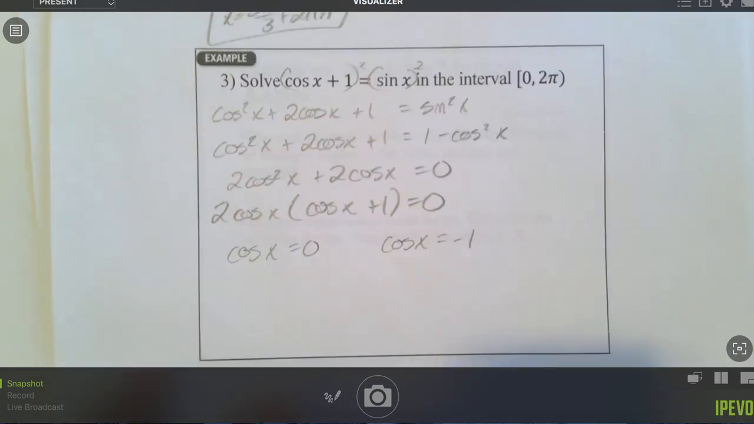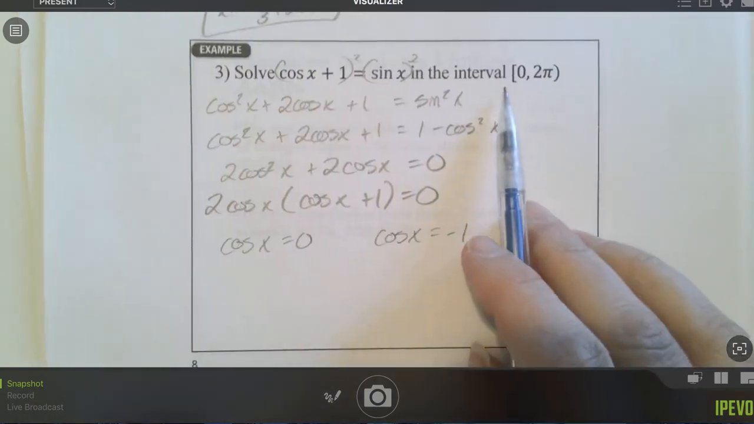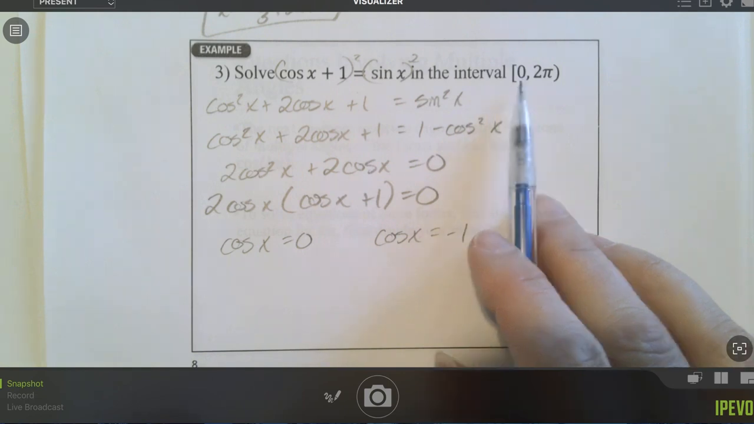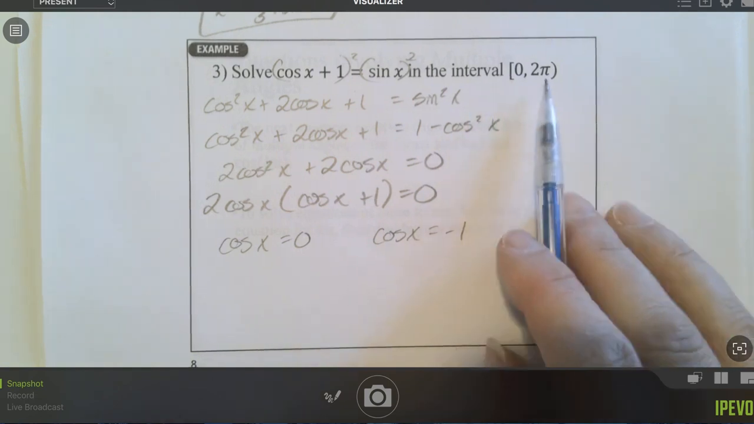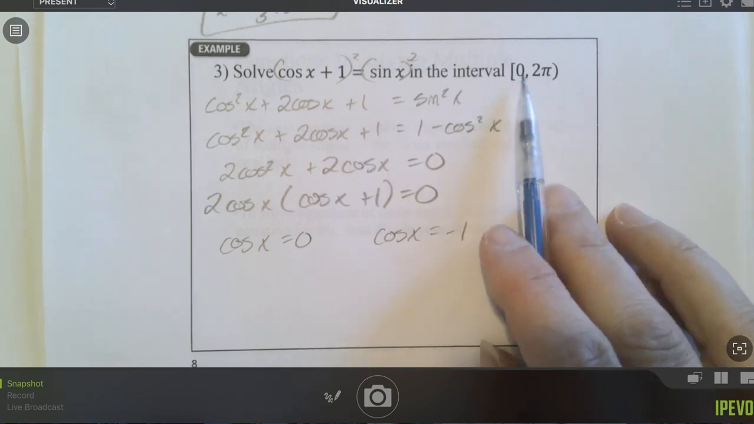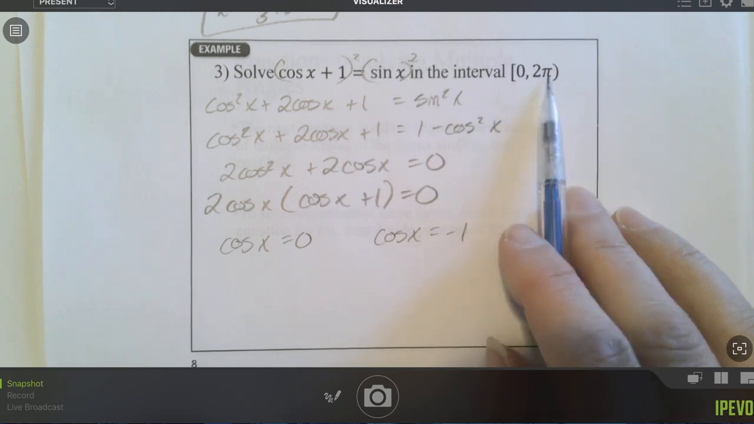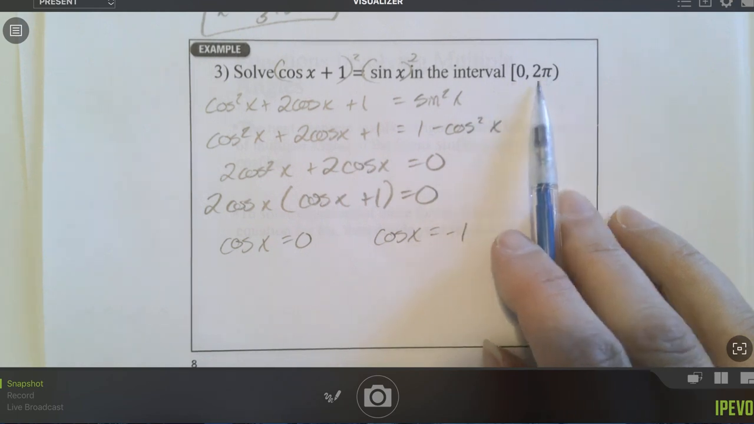Now, one thing that's different here is they don't want all solutions. They want only the solutions within the interval from 0 to 2 pi. Notice that we have a square bracket around the 0 and a parenthesis around the 2 pi because those are the same place. So if you want to include only the 0, but you don't want to include the 2 pi, if that's one of your solutions.